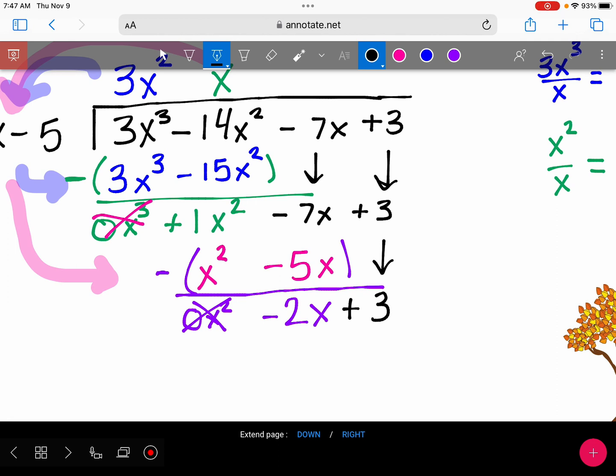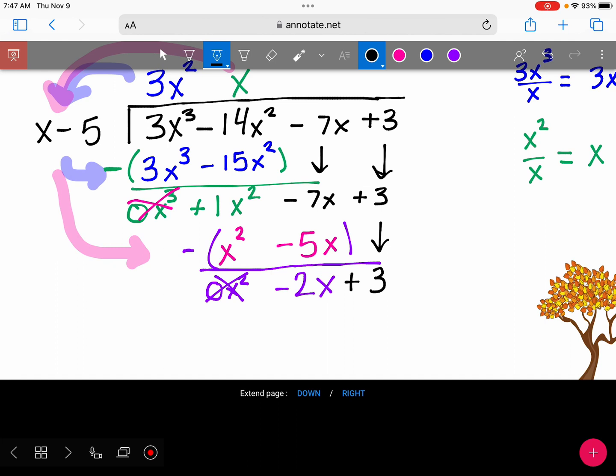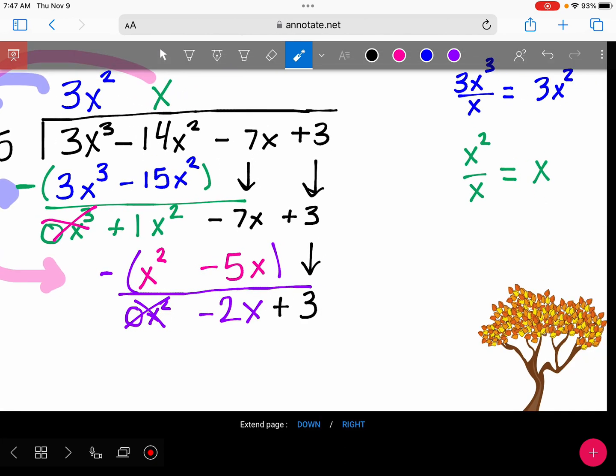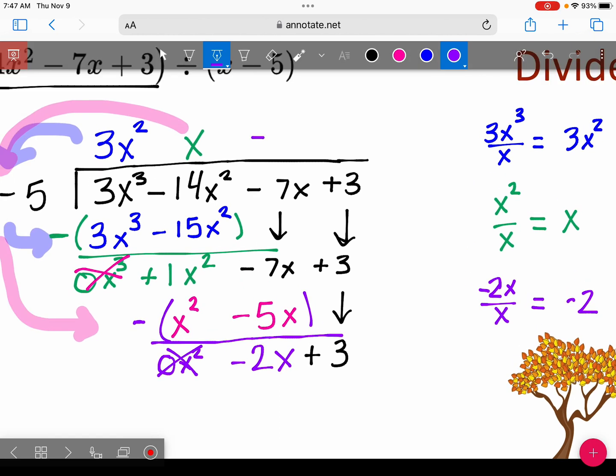And since I still have an x here and an x here, I can definitely still do one more round of division. So we're going to do one more round. I'm going to take our minus 2x and divide it by x. And what do we get? What is negative 2x divided by x? Negative 2. So that's what's going to go on the top, negative 2.